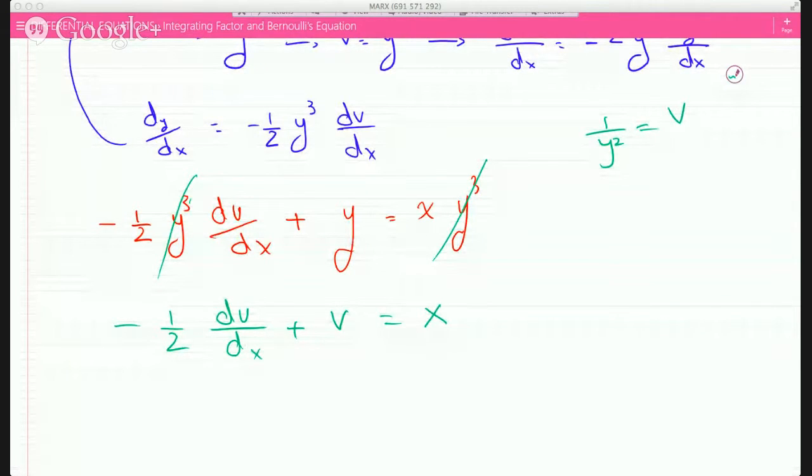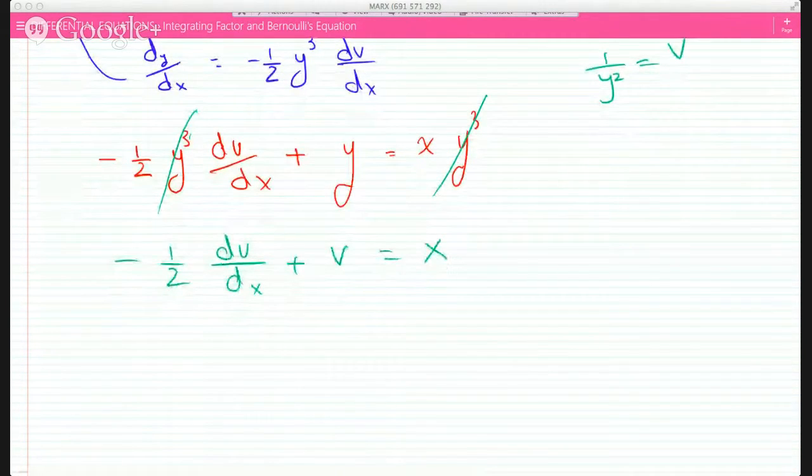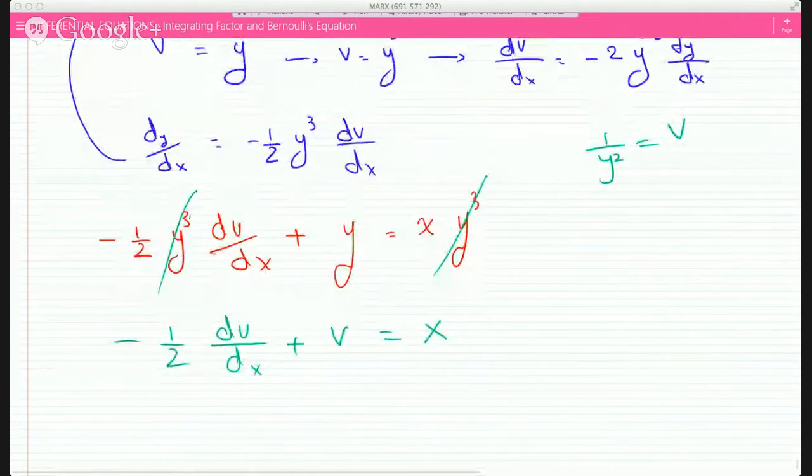So we transformed this differential equation into a first order in v. And now from here on we can go and solve it. Well, you said you got into a first order. How did you get rid of that? Because v is y to the negative 2, so y cubed.